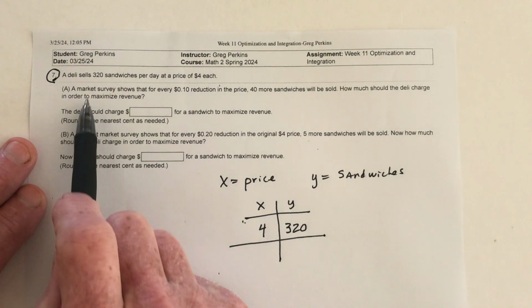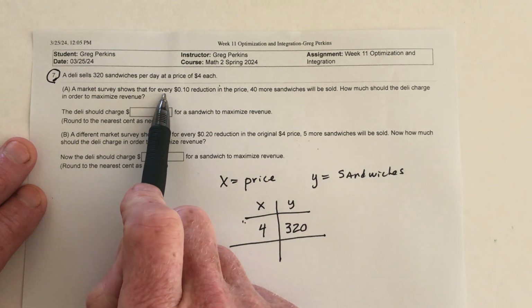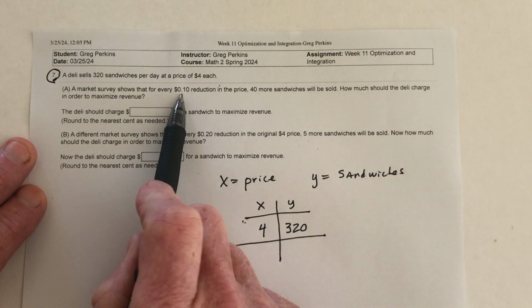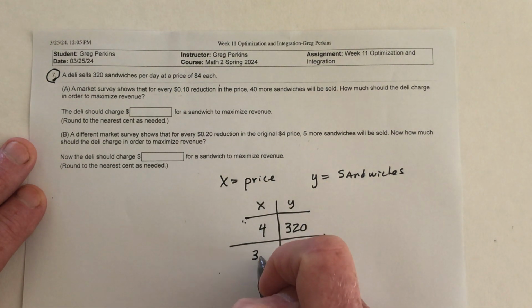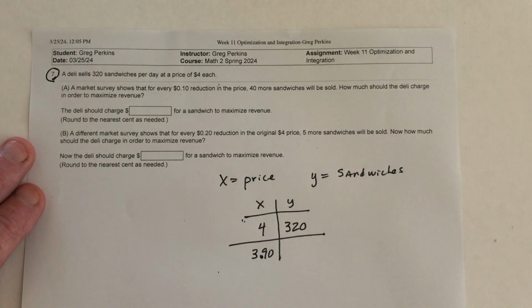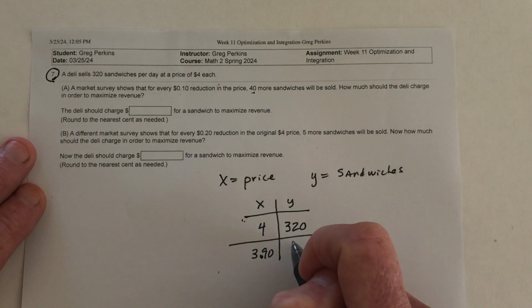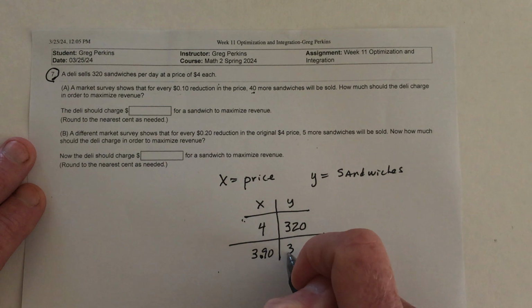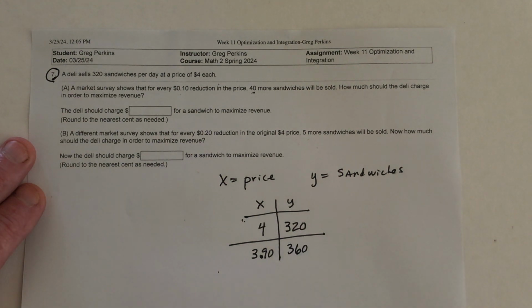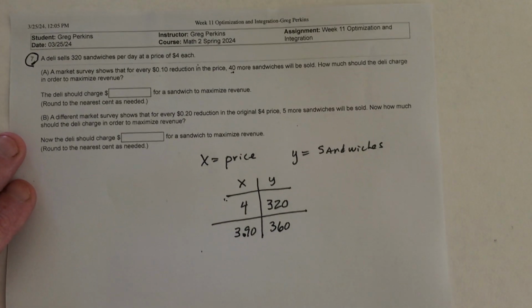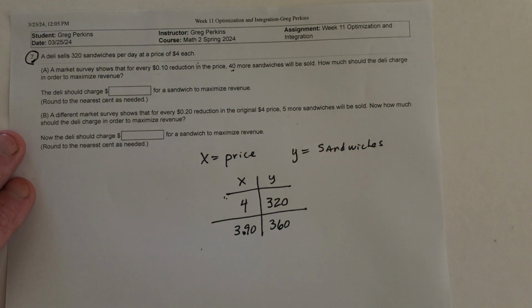Okay, next, a market survey shows that for every 10-cent reduction, so in other words, if they reduce this to $3.90, so they reduce it by 10 cents, they're going to sell 40 more sandwiches. So if they sell 40 more, this is now 360. And then we could find the slope.